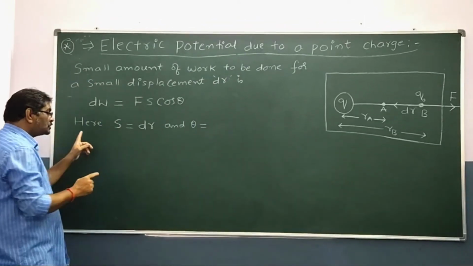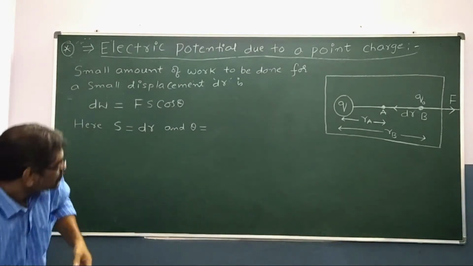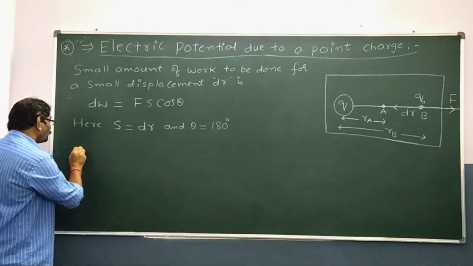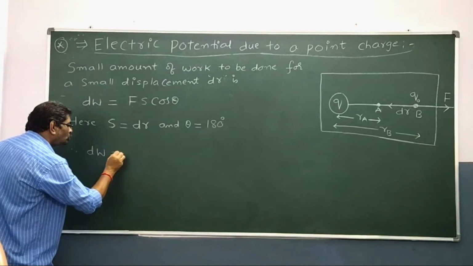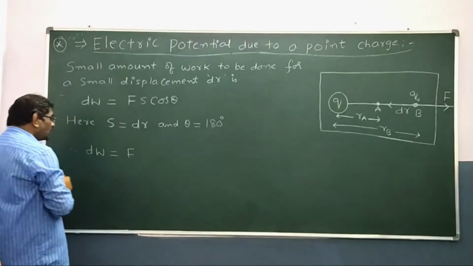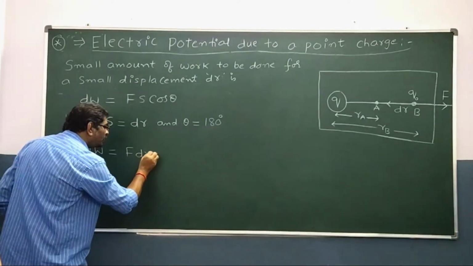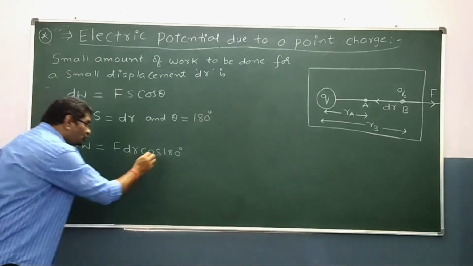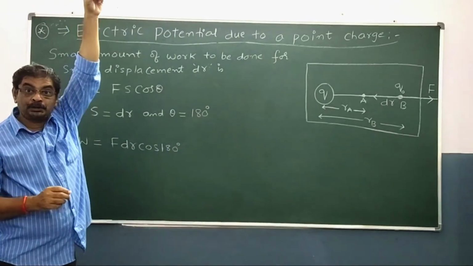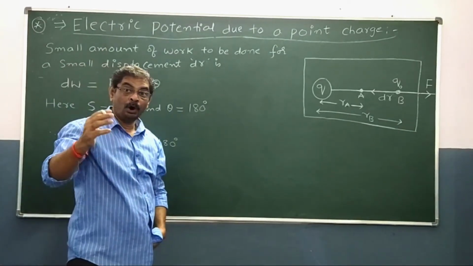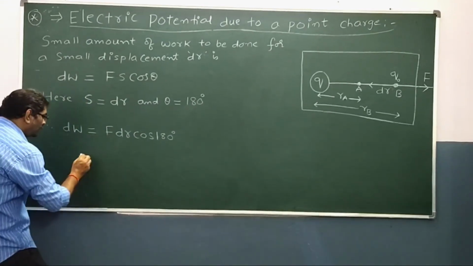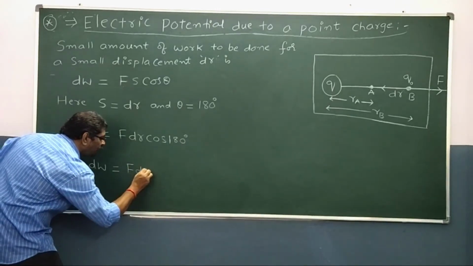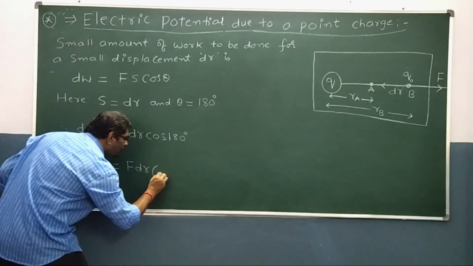So in the above formula, s will be equal to dr, and theta will be equal to 180 degrees. Therefore the small amount of work done will be given by dW numerically equal to F dr multiplied by cos 180 degrees. But you already know that cos 180 degrees is equal to minus 1. So the small amount of work done will be numerically equal to F dr multiplied by minus 1.